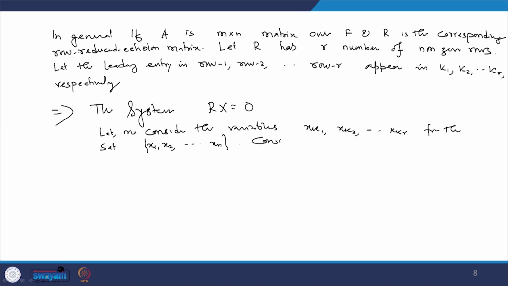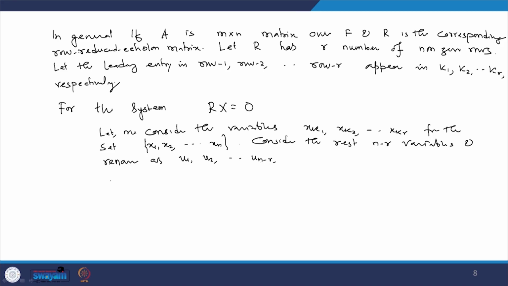Consider the rest n minus r variables as a list and rename them as u1, u2, ..., un minus r. Then this system Rx equal to 0 can be written as a system of equations like this.